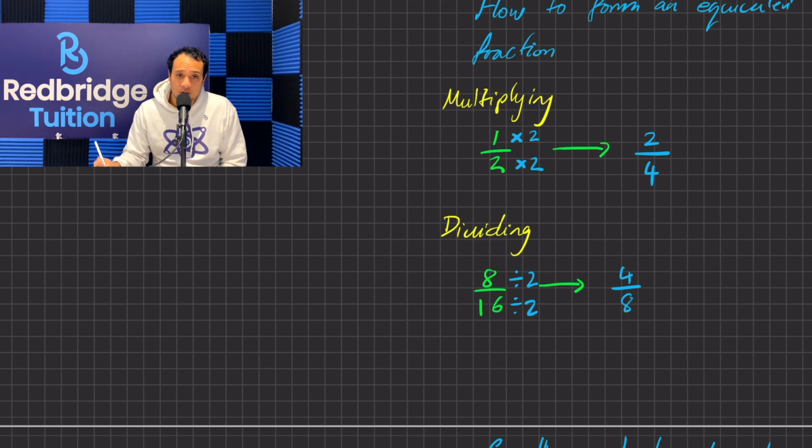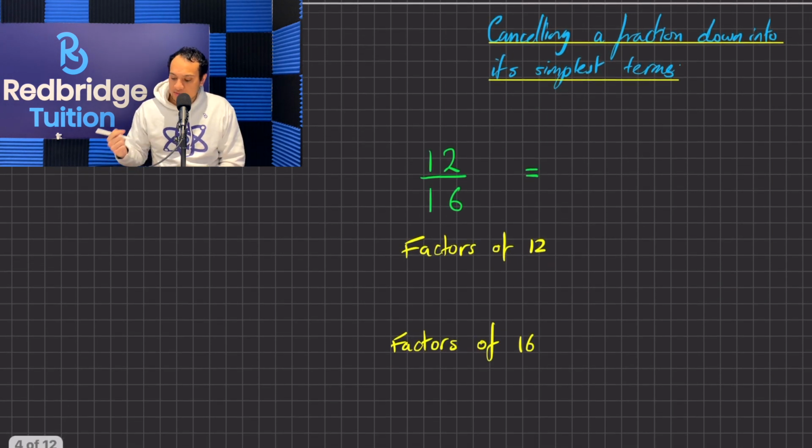If I wanted, I could keep going. I could keep dividing by anything that goes into these two numbers exactly. So if I divide 4 by 2, then I'd get 2 over 4. And I mean, I could keep going if I wanted. I could divide that by 2 and I get 1 over 2. Usually, however, when we cancel down a fraction, we want to put it in its simplest terms. So you often see a question that will ask for a fraction in its simplest terms.